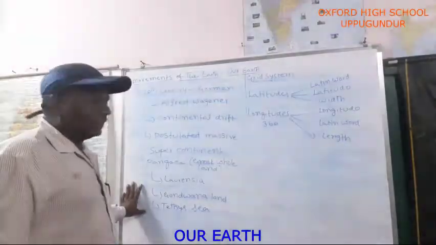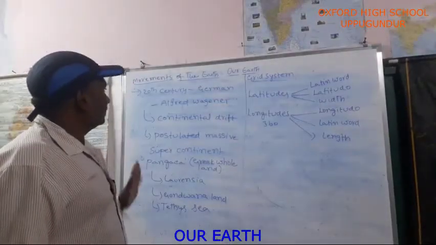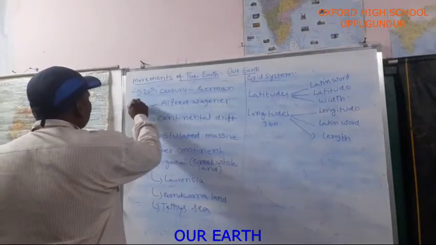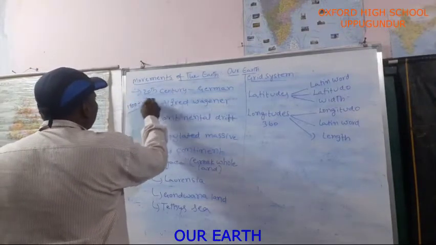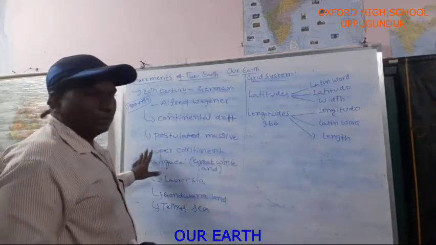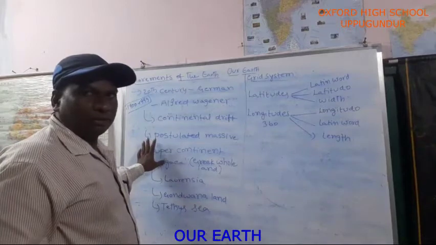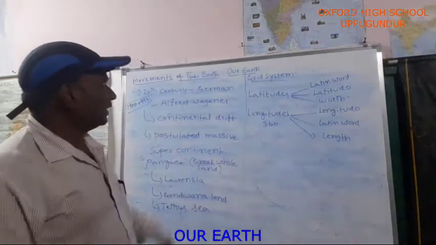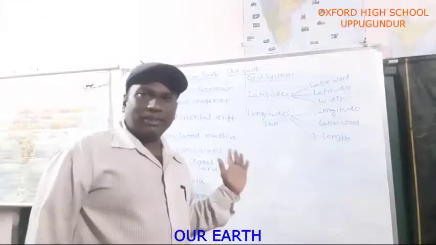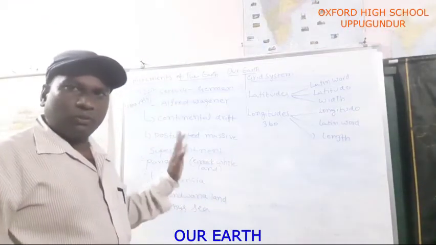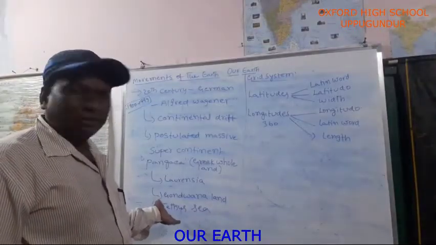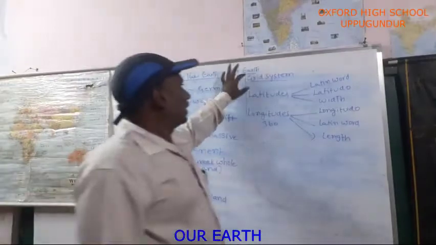Do you understand? In the 20th century he propagated this theory. The 20th century means 1900 to 1999. Who propagated? The German geophysicist and meteorologist Alfred Wegener. Okay. Pangea is a Greek word. Pangea means whole world. Separated by which sea? Tethys Sea. Okay. Then grid system.